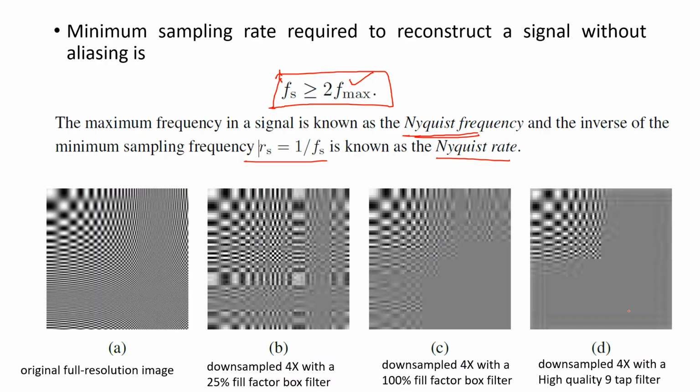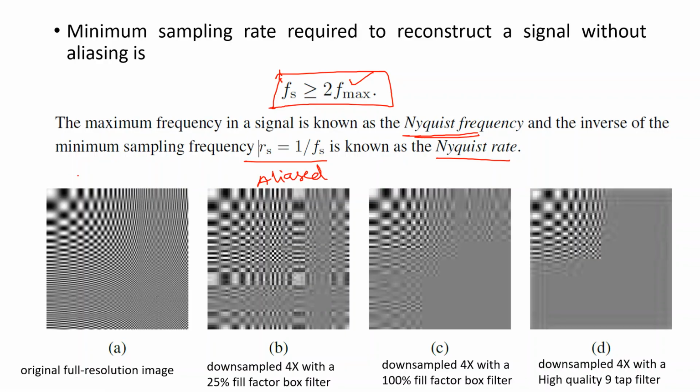These four images show the filtering as well as aliasing. This is the original full resolution image, so you may see fine patterns here. This is the original image. If you try to capture this image, you may get the exact right image, or sometimes you may get an image like this. So this is the aliased image.